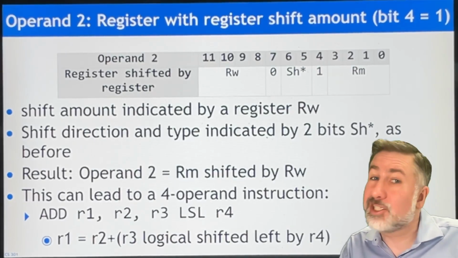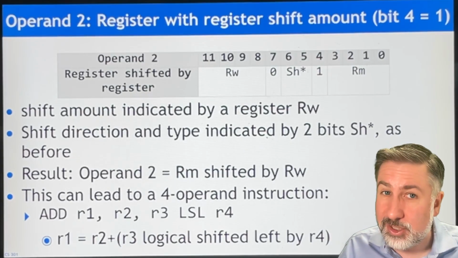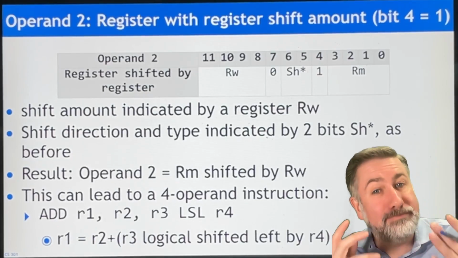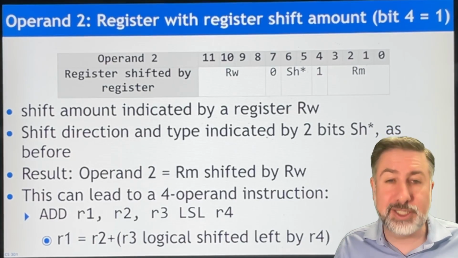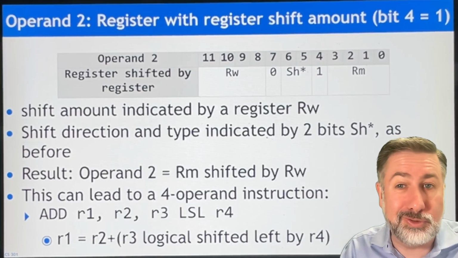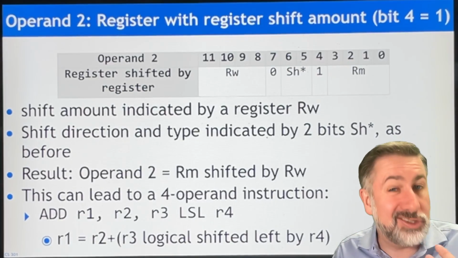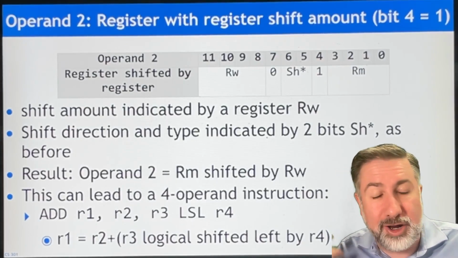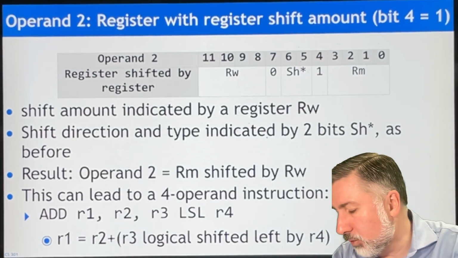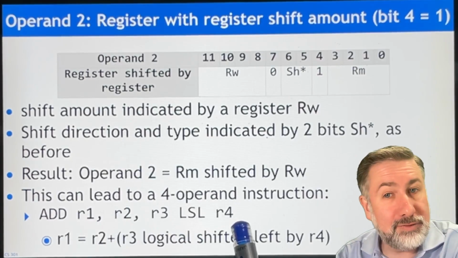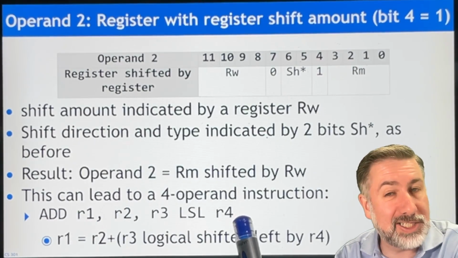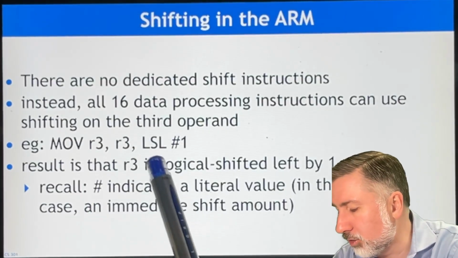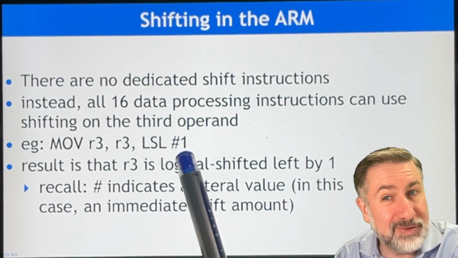You don't have standalone shift instructions. You have shifting as a component of another instruction. And so if you want to just take and shift a value, you have to do that by adding it to 0 or something, or adding it and not modifying the result in some other way. So this is what it's going to look like for shifting by some register, and then this is what it's going to look like for shifting by some immediate value.